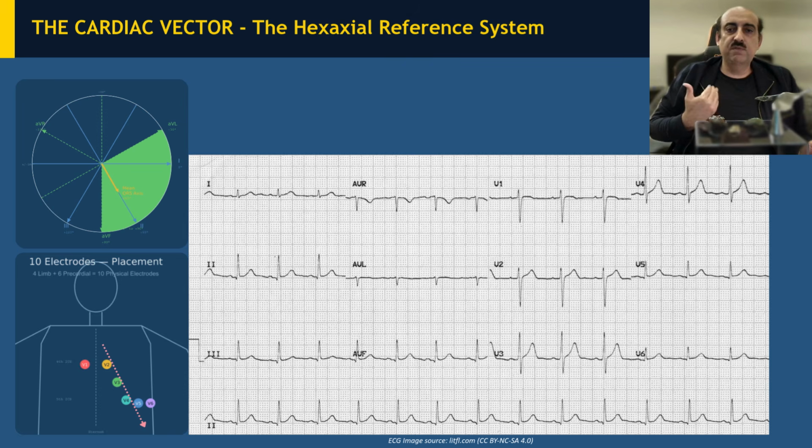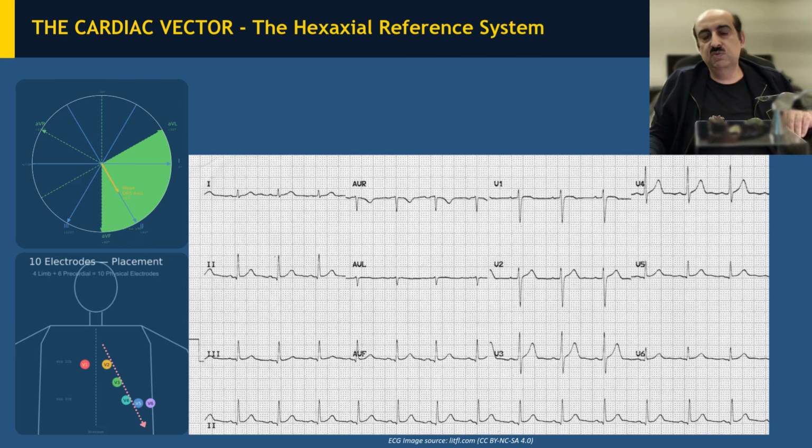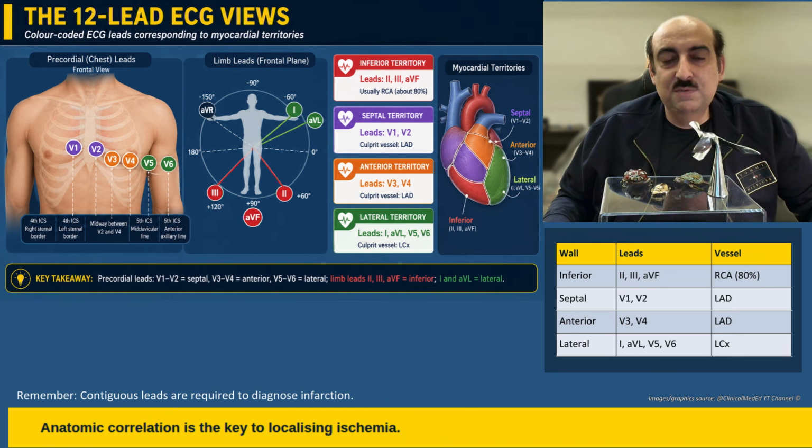If you look at the chest leads V1 to V6, V1 sits on the right side, that's why the QRS complex is predominantly negative. V2 is slightly positive, but V3, 4 and 5, because they're facing the vector, have positive QRS. Same with V6, which is positive, but because it's farther away, the voltage of the complex is less positive compared to other leads.